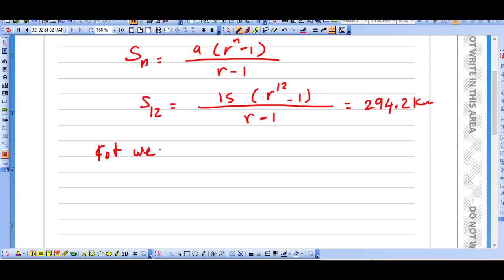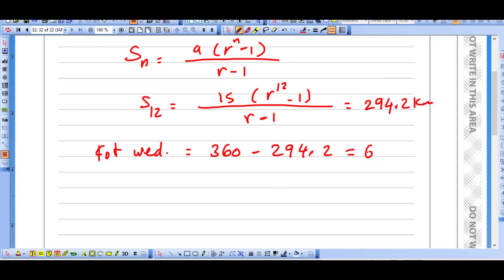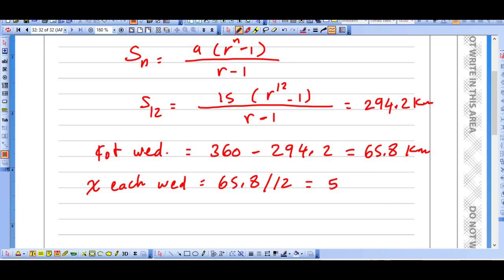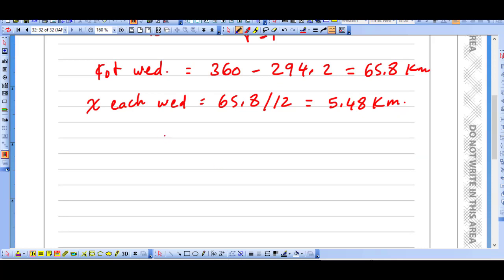So again, total Wednesday is equal to 360 minus 294.2. So it's equal to 360 minus answer, 65.8 kilometers. So each Wednesday is equal to 65.8 divided by 12. So it's equal to this part divided by 12, 5.48 kilometers. According to the question, x is an integer.